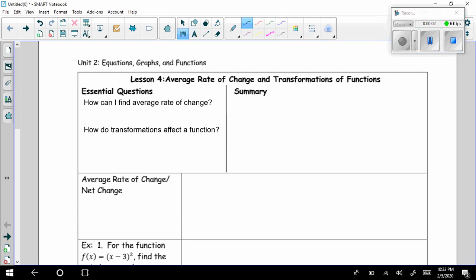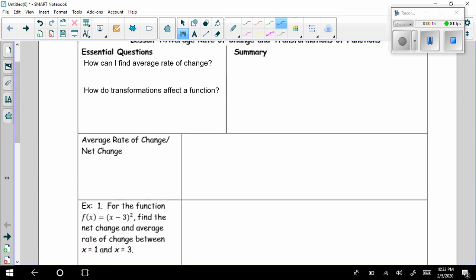Hey everyone, so starting Unit 2, Lesson 4, hopefully you're doing okay with everything so far this unit. Make sure to jot down any questions that you have up to this point and check all of your homeworks and correct them as we go.